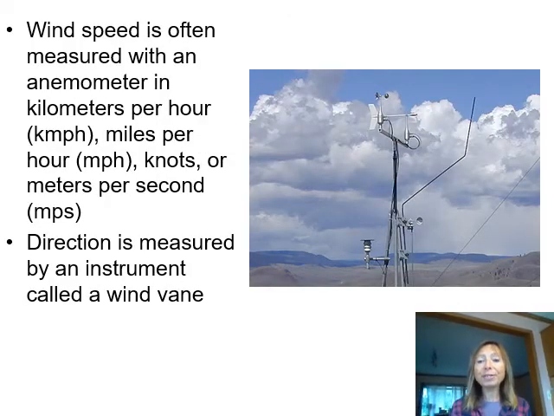Here is a picture of the weather station, and I want to point at a couple of typical instruments that we use in order to record the direction and the speed of the wind. So the speed of the wind is typically measured by the device called an anemometer, and we can measure the speed of the wind in various units: kilometers per hour, miles per hour, knots, or meters per second. And the direction of the wind is measured by another instrument, which is usually put on top of the anemometer, and this is called a wind vane, that simply shows in what direction the wind is blowing or where it's blowing from.